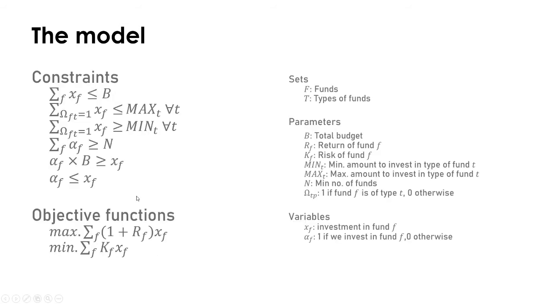So these are the constraints. First, we need to impose that the total amount we're investing, which is the summation of all xf, is not larger than b. That's the first constraint.